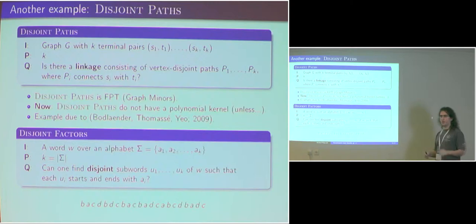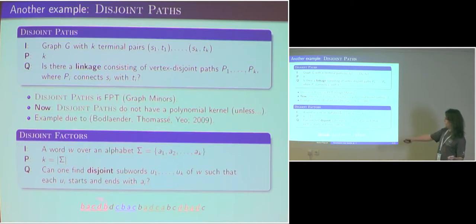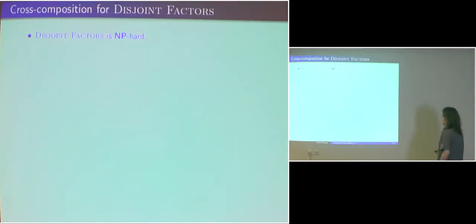U1 up to Uk, such that each Ui starts and ends with letter Ai. In this example, I've found one subword that starts and ends with B, one subword that starts and ends with C, one that starts and ends with A, and one that starts and ends with D. And they need to be disjoint. Good. So this is the disjoint factors problem.